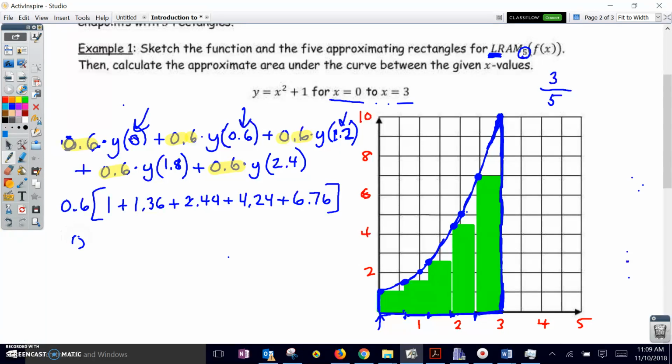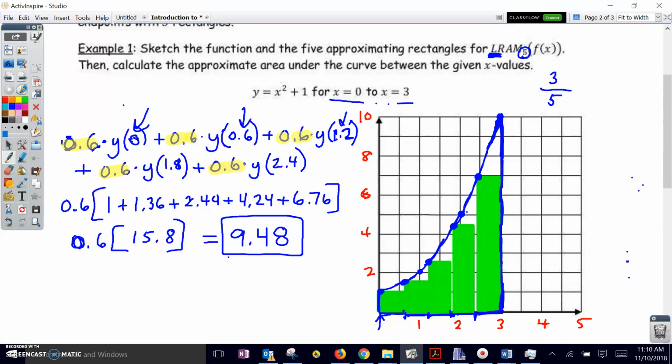And now I'm just going to add all these heights together and multiply the result by 0.6. So 1 plus 1.36, it's 2.36 plus 2.44, that's 4.8, 9.04, 15.8 we get when we add all of those together. And when we multiply that by 0.6, we get our approximation of 9.48 for this area.